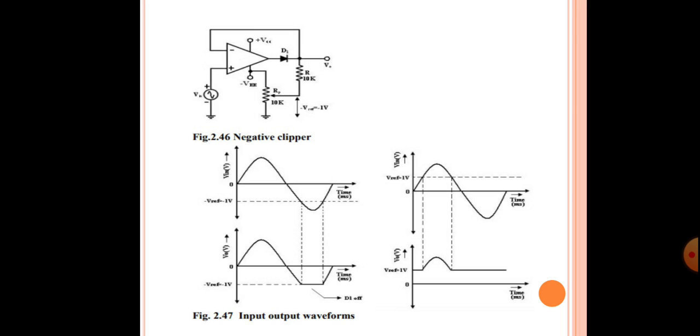And now let's have a look at the input and output waveforms. On the left side, the input is a sinusoidal wave and we have V reference of minus 1 volt. After passing through the negative clipper, the portion below the reference voltage is clipped off and the above portion remains the same. The similar thing is illustrated when V reference is taken as 1 volt on the right side.